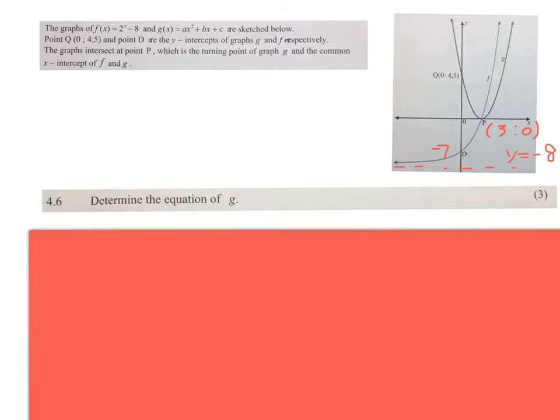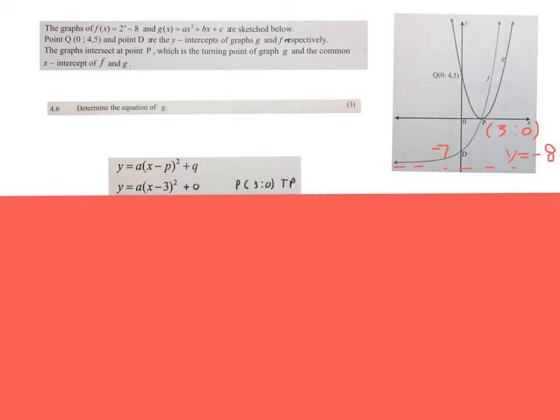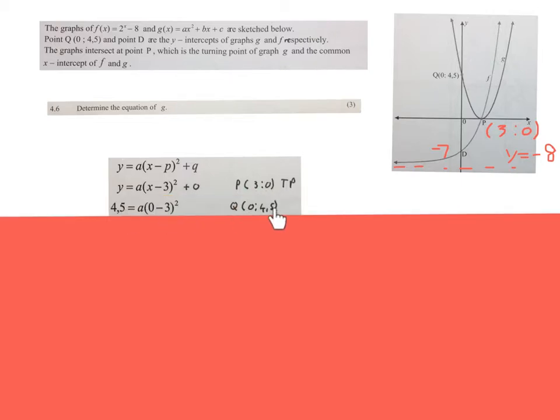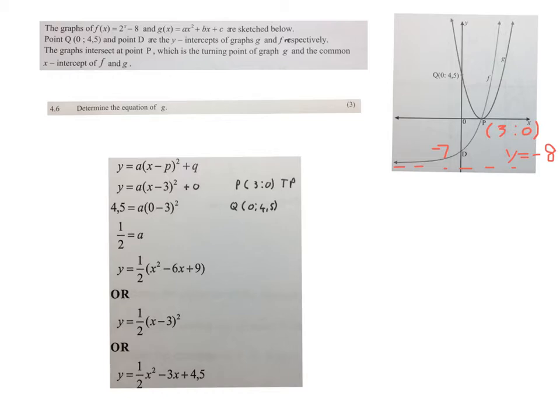Next they ask, determine the equation of g, the parabola. Please go and look at the video that says finding the equation of a parabola. Because we have the turning point available and another coordinate, we will go for the turning point formula of the parabola. Substitute in the turning point (3; 0). Substitute the other coordinate Q and work out a. Then we will substitute this a back into the formula there. And write my final answer like this, this or that. Please stop the video.